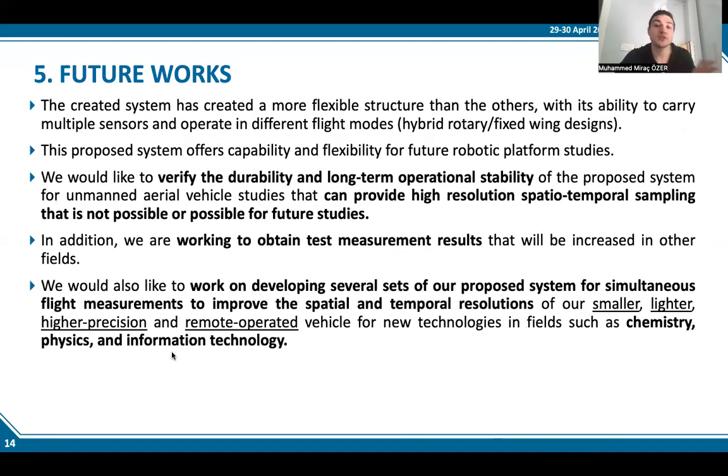Future works: we would like to verify the durability and long-term operational stability of the proposed system for unmanned vehicles, studies that can provide high-resolution spatial-temporal sampling that is possible for future studies. We would also like to work on developing several sets of our proposed system with simultaneous flight measurements to improve the spatial and temporal resolution of our smaller, lighter, high precision, and remote operated vehicle for new technologies in fields such as chemistry, physics, and information technology.